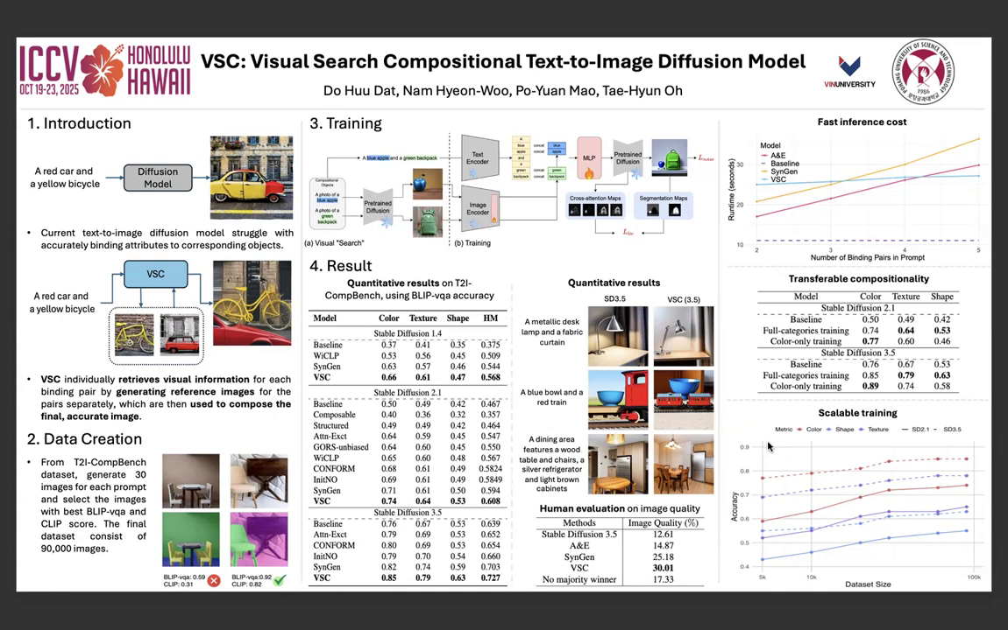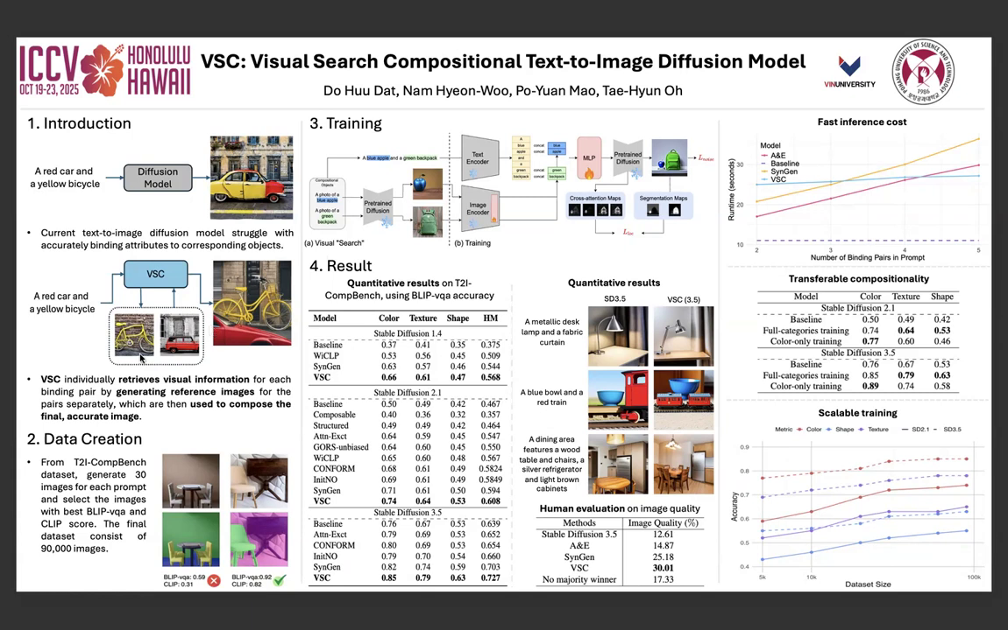First of all, we observe a phenomenon: the current text to image diffusion models cannot generate faithfully when the prompt has two or more attribute binding object pairs. For example, given a prompt like a red car and a yellow bicycle, the diffusion model generates this image, which is just a car with a combination of yellow and red. So we want to ensure the accuracy of this.